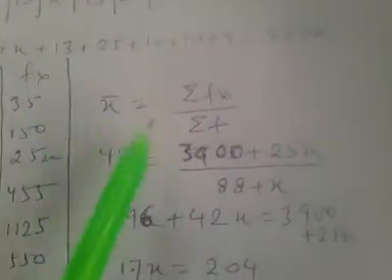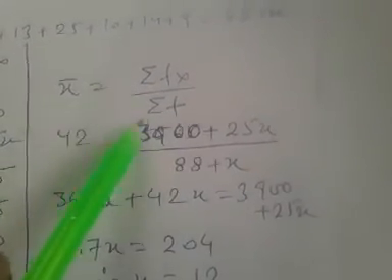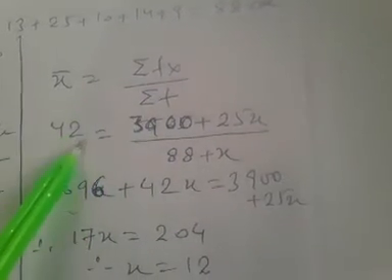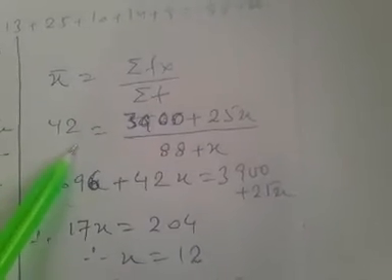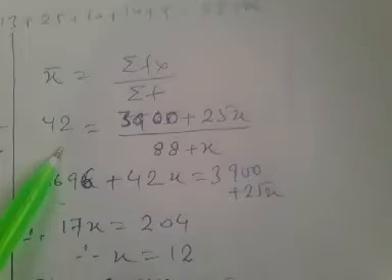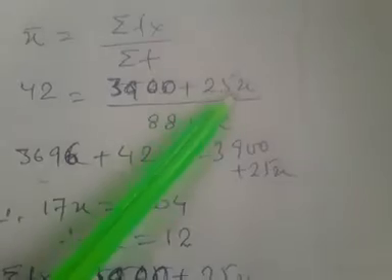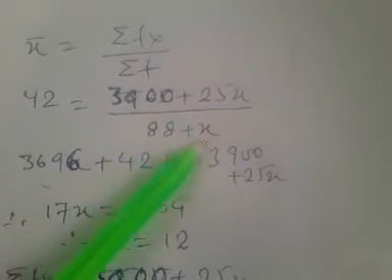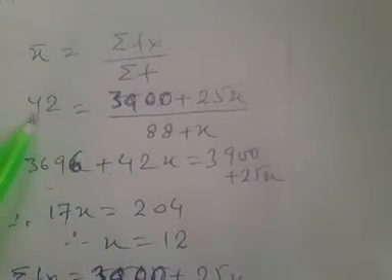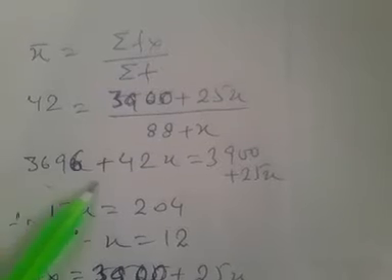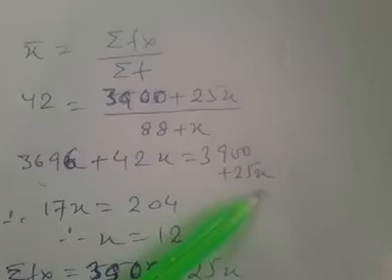Now we know the formula. It is the direct formula to find the mean, that x bar is equal to summation fx by summation f. Now it is equal to 42, since the mean is given as 42, so we have substituted the value of the mean as 42. Summation fx we have obtained as 3900 plus 25x. Summation f we have obtained as 88 plus x. Now we will do the cross multiplication of 88 plus x with 42. We get 3696 plus 42x, which is equal to 3900 plus 25x.